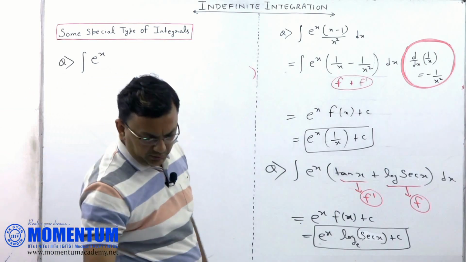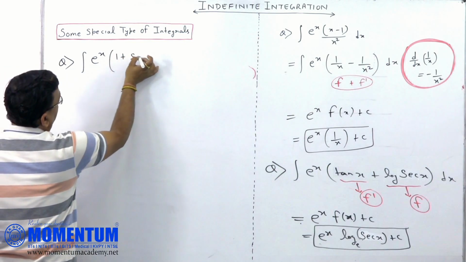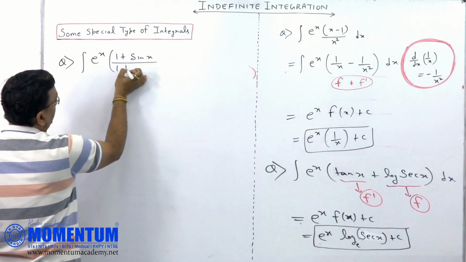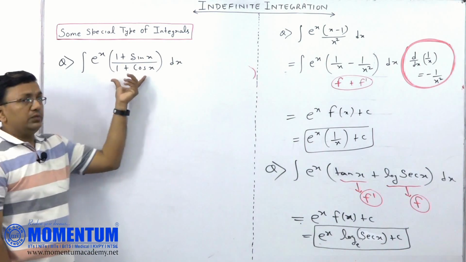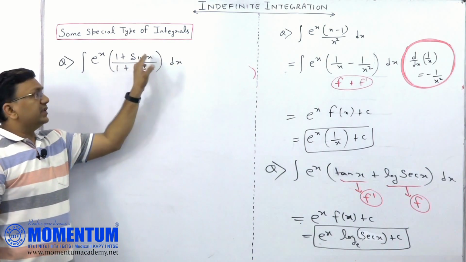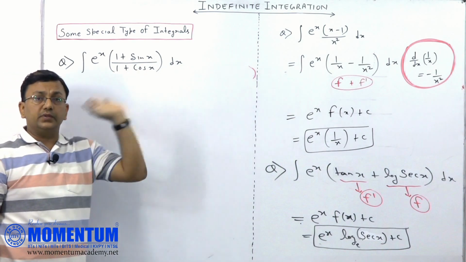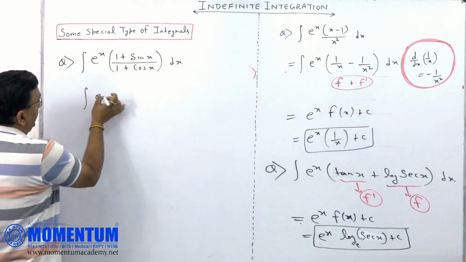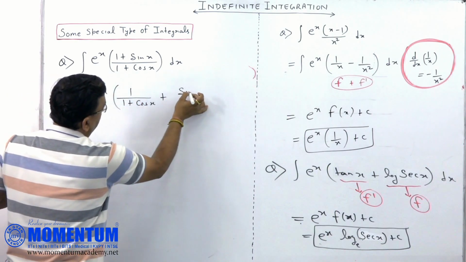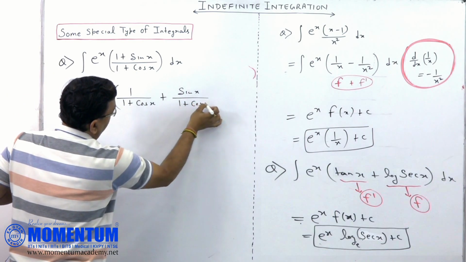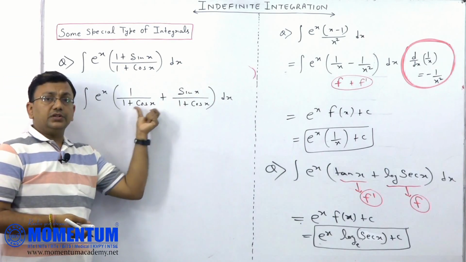e to the power x times 1 plus sin x divided by 1 plus cos x. Now, in this problem, if we separate the numerator in two parts, then function plus derivative is clearly not visible. For example, if I write it as e to the power x times 1 upon 1 plus cos x plus sin x upon 1 plus cos x, you may have a problem in deciding function and derivative.